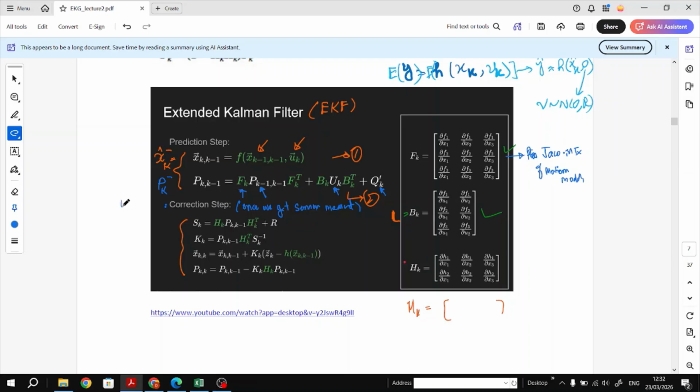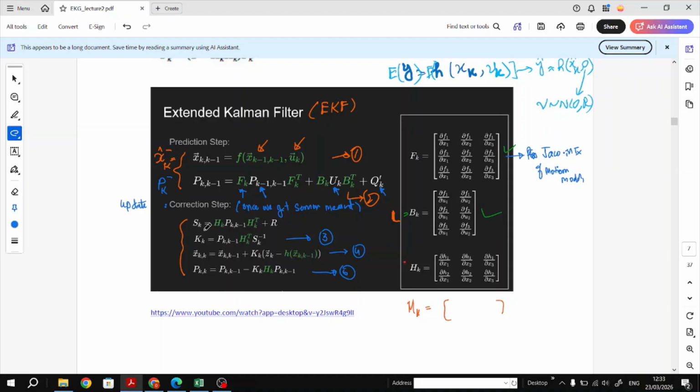Update step. So in the update step, again the core equations are only three: equation number 3, the same as in the linear Kalman filter, equation number 4, the state update equation, and equation number 5, the error covariance matrix update. In equation number 3, first we calculate the Kalman gain.